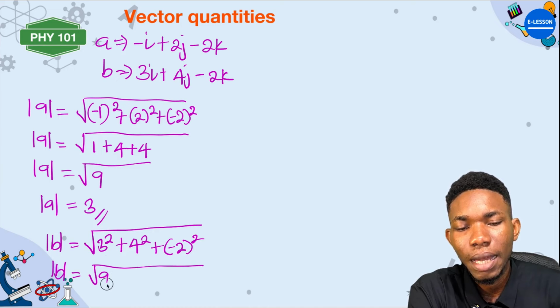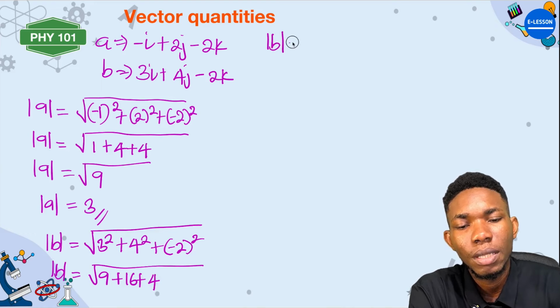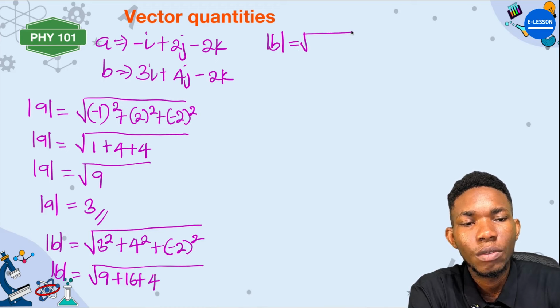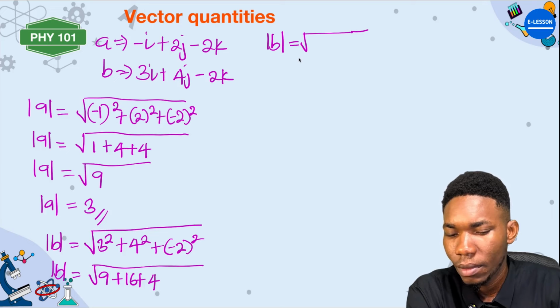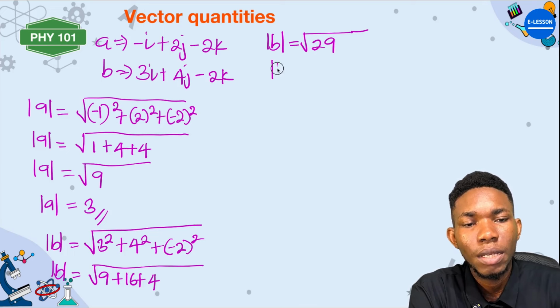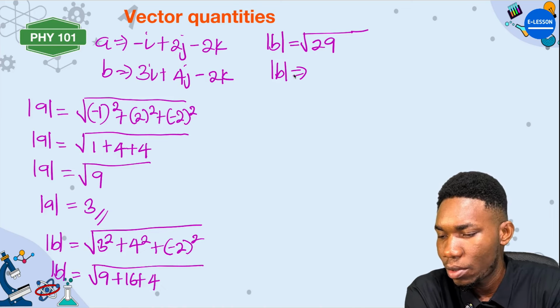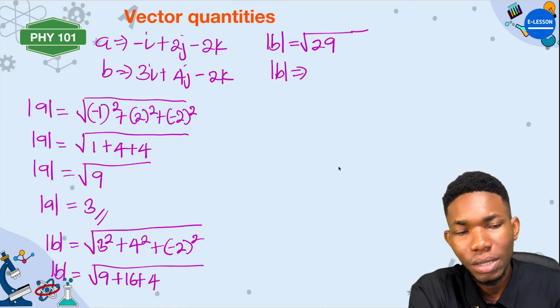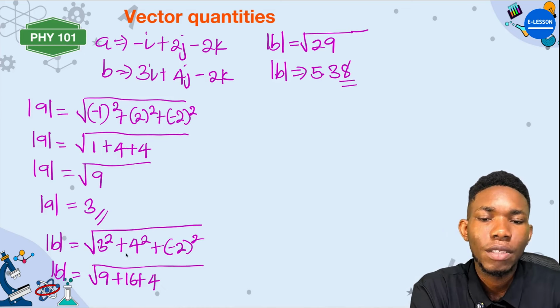All right? So the magnitude of B is root. 3 square is what? 9. 4 square is what? 16. Plus 2 square is how many? 4. So we have B is the square root of 9 plus 16 plus 4. That will give us 29. So the magnitude of B, my dear student, will be the square root of 29, which gives us 5.38. That's the magnitude of B.